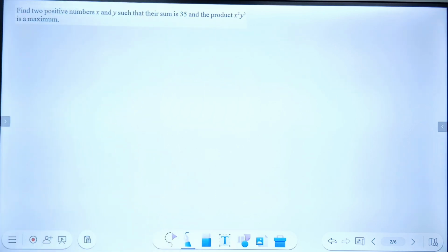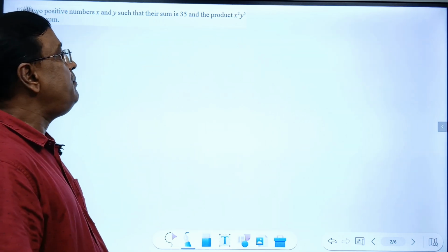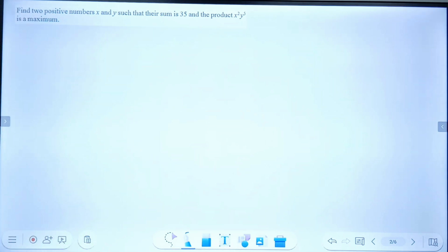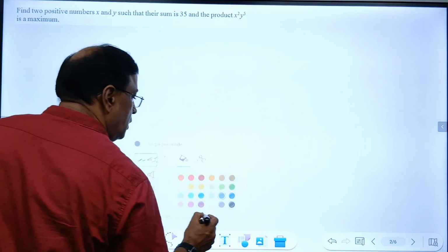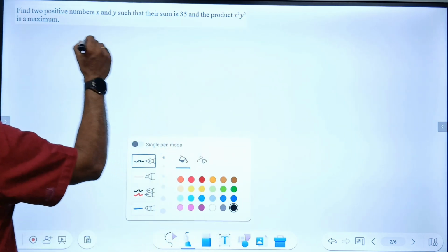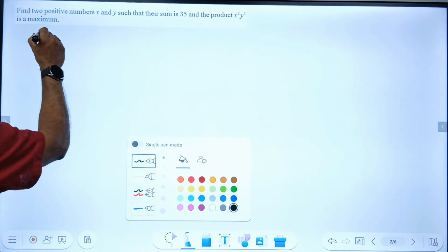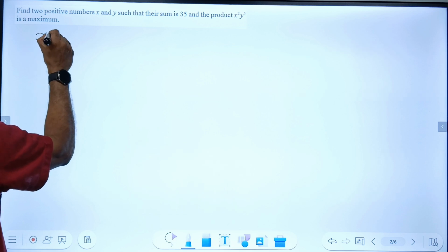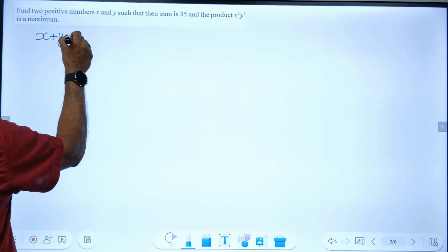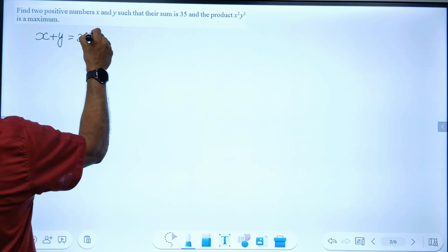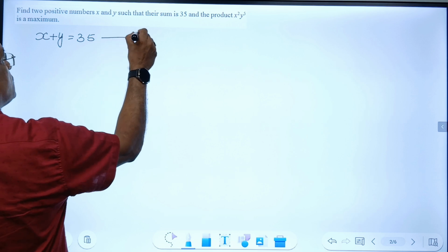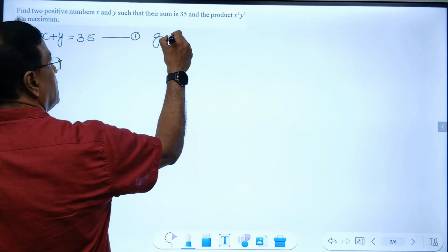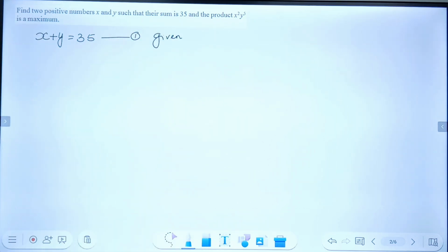So this is the question. Find two positive numbers x and y such that their sum is 35 and the product x square y power 5 is maximum. So what is given here? Here it is given that the sum is 35. What do you mean by sum? They add up to 35, and I call this 1. This is what is given to me.